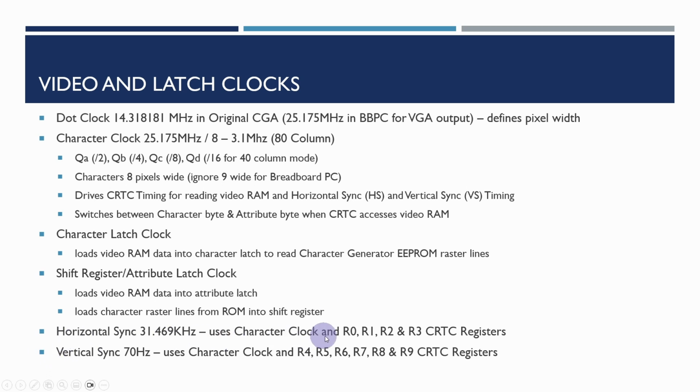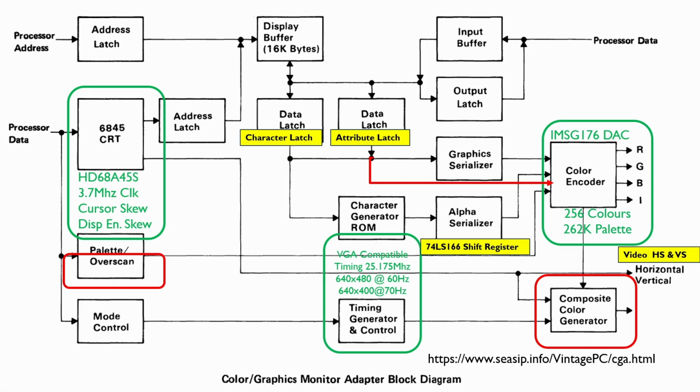As we said, the register values here generate the horizontal sync frequency, and the register values there generate the vertical sync frequency. And the final thing we need to look at is, because we're not using a CGA monitor which has digital inputs, we're using a VGA monitor that uses values from 0 volts to 0.7 volts for each of the red, green, blue values.